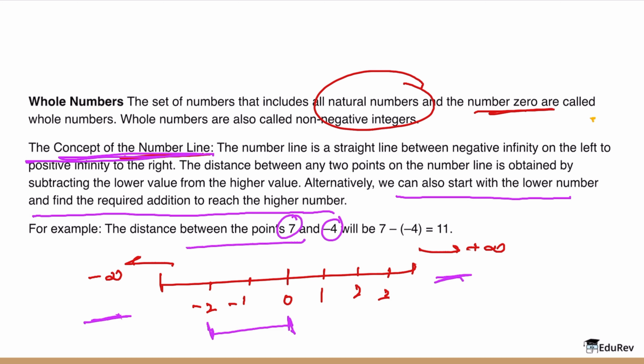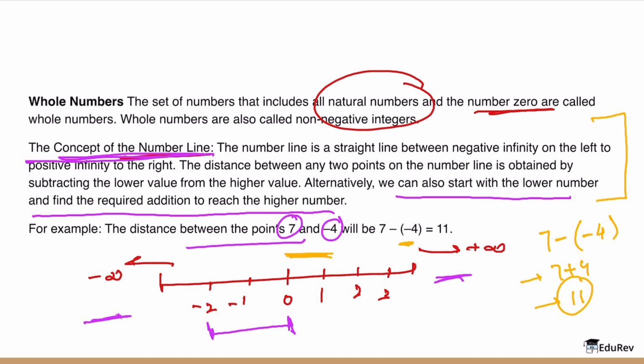According to the literature provided here, to find the distance between any two numbers, I write the larger one first and then subtract the lower number from the larger number, which in this case is -4. So I'm going to write 7 minus my lower number, which is -4. So it's going to be 7 plus 4, that is 11. So 11 is the distance between 7 and -4. This is the concept of whole numbers.